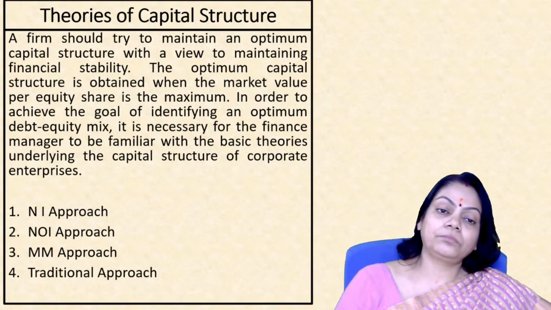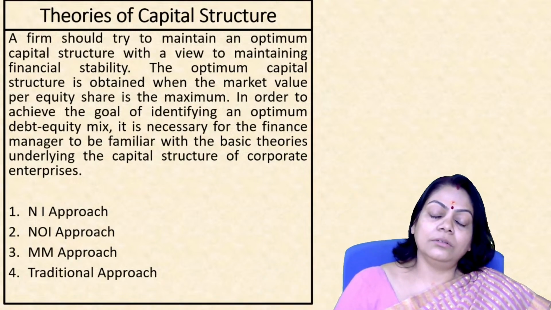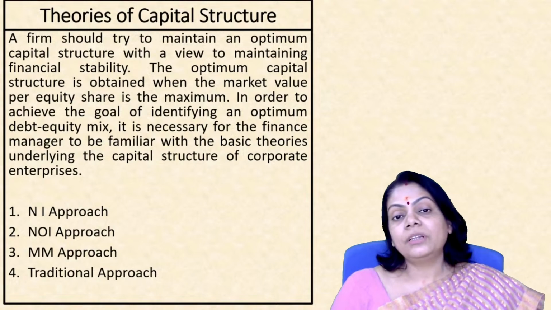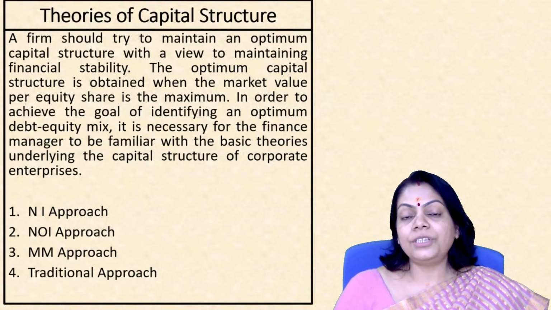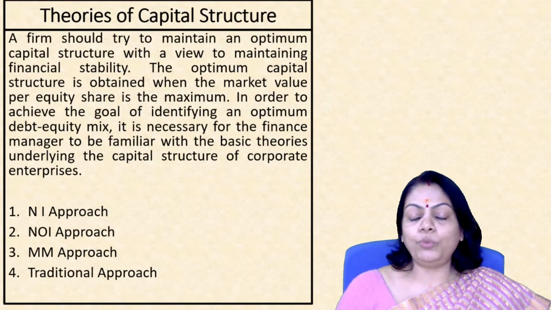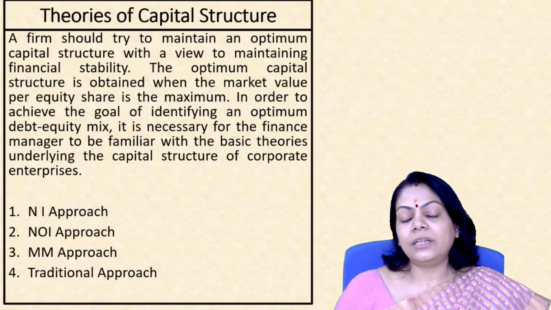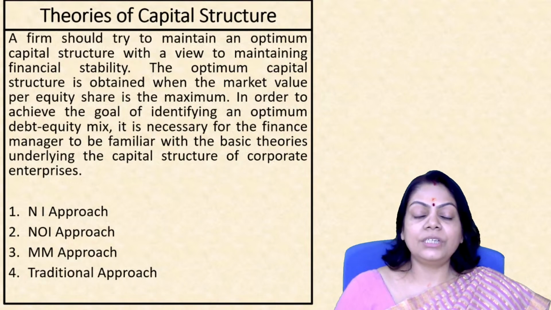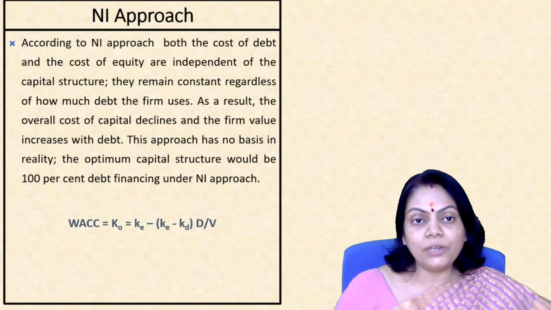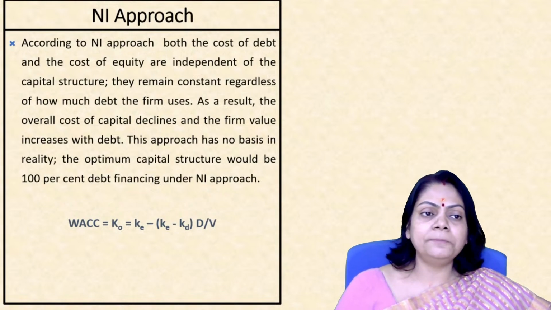Now, the first and the last, the net income approach and the traditional approach, they believe that the leverage is relevant for the value of the firm, whereas the net operating income and the Miller Modigliani, they believe that the leverage is irrelevant as far as the firm value is concerned. Let us quickly go through what these theories are.